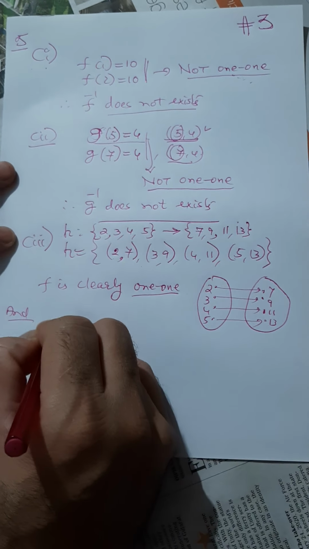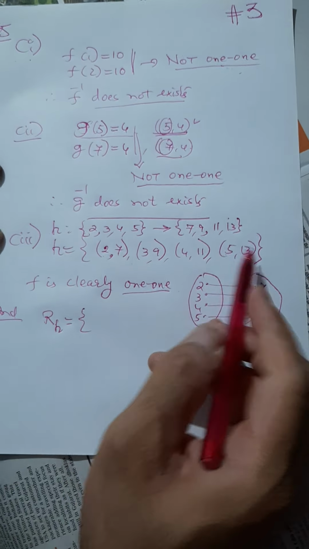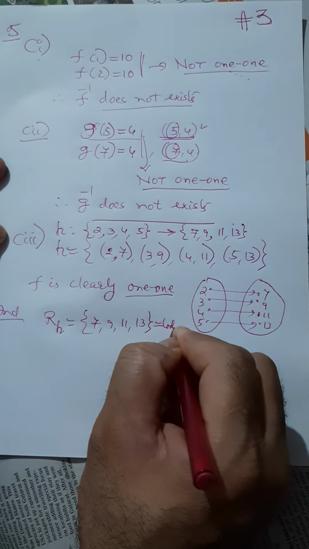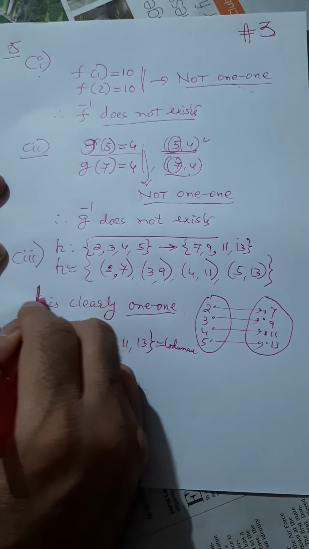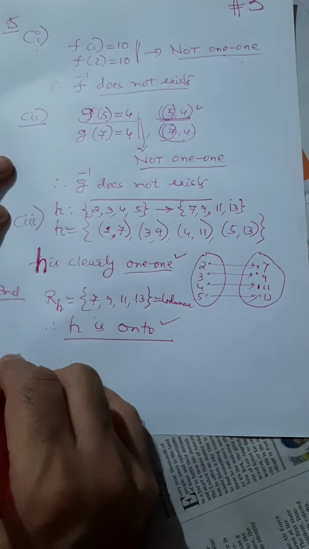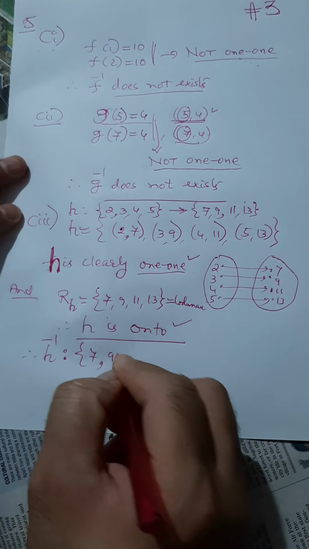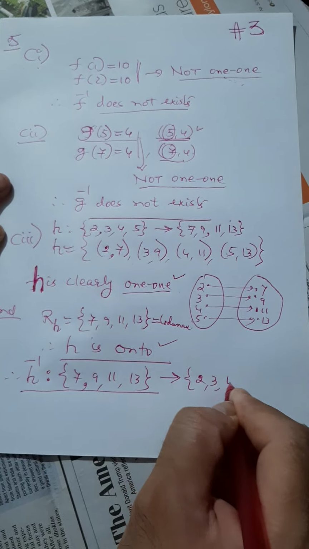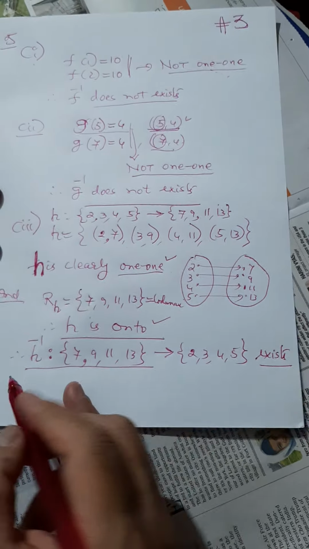And what is the range of h? The set of images: 7, 9, 11, 13. So it is the codomain. So h is onto also. So h is 1-1, and h is onto. Therefore, h inverse goes from where to where? From B to A: 7, 9, 11 and 13 to 2, 3, 4, 5. These exist. Here you are asked just to check whether it exists or not. So this is your answer.